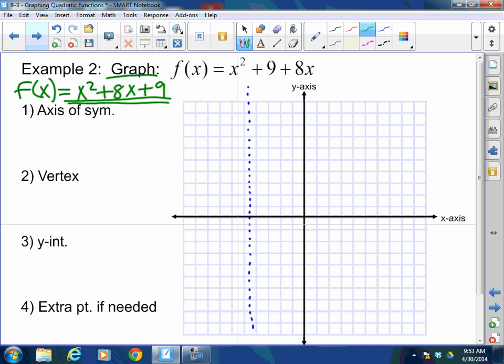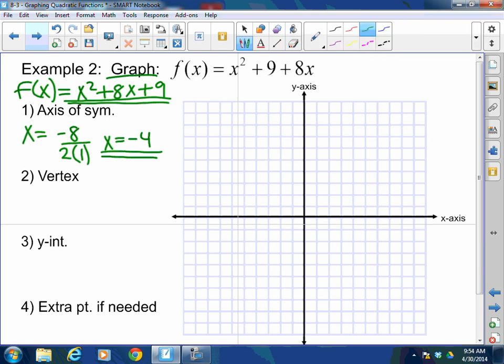So now that it's in standard form, let's do it the right way. x equals negative b over 2a. That's a lot easier. x equals negative 4. Now, you will have them ugly sometimes, so please work on your fractions. So this vertex is wrong. I mean, axis of symmetry, so it's negative 4. 2, 3, 4.